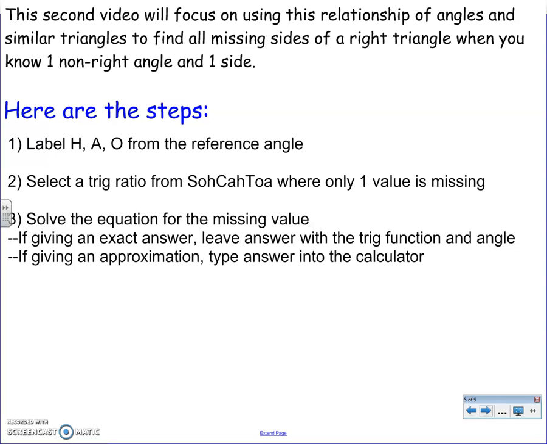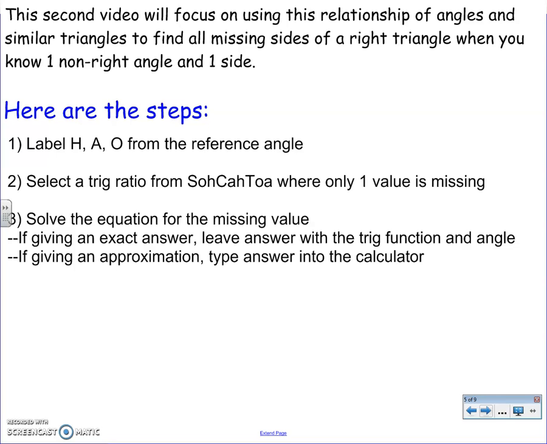So the second video will focus on using this relationship of angles and similar triangles to find all missing sides of a right triangle when you know one non-right angle and one side. All right, so this is more powerful than Pythagorean theorem because you don't need two sides to find out. You just need one side and one non-right angle.